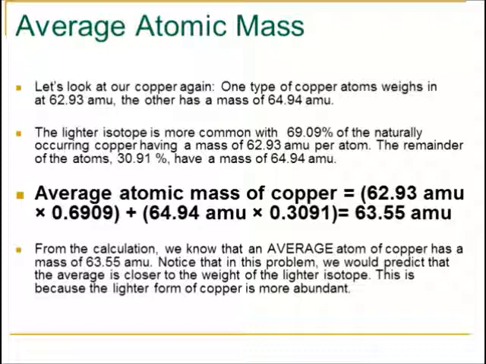And so from this calculation, we know that the average atom of copper, if we just found one piece of copper, a pretty good average mass for it would be 63.55 AMU. Notice that in the problem, we would predict the average to be closer to the weight of the lighter isotope. This is because the lighter form is more abundant.